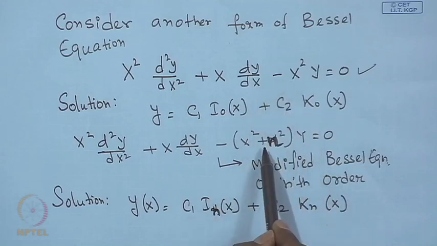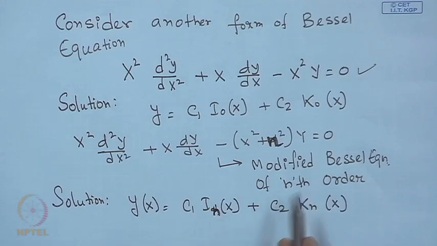a minus sign in one and a plus sign in the other. In case of the Bessel equation, the solution is constituted by J 0, J n and Y n functions. In case of the modified Bessel equation, the solution is composed of I n and K n functions. Both appear in the solution if we work in the cylindrical polar coordinate system.